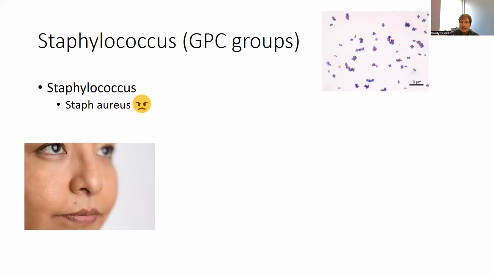It unfortunately is often part of our normal flora. The most common place it lives is in the nose, but it can also be on your skin, in your mouth, in your gut. But the thing about Staph aureus is that even though it can be part of the normal flora, it is a pretty virulent organism.